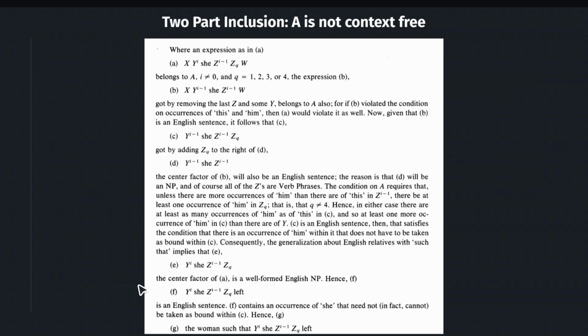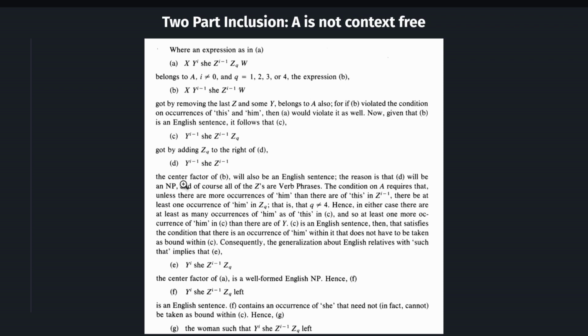Now, before we show that A is not context-free, we are just going to show that A is not context-free. So here we have a canonical sentence of the language A: x, y to the i, she, z to the i minus 1, z, q, w. And these are the variables that we defined earlier. Now, if we remove one instance each of y and z, then you have x, y to the i minus 1, she, z to the i minus 1, w.